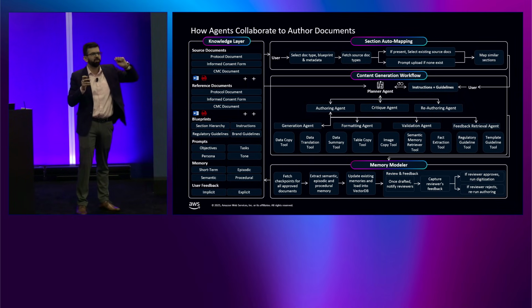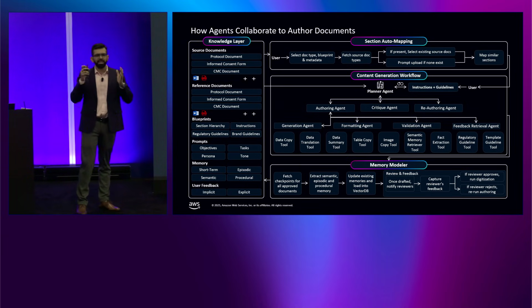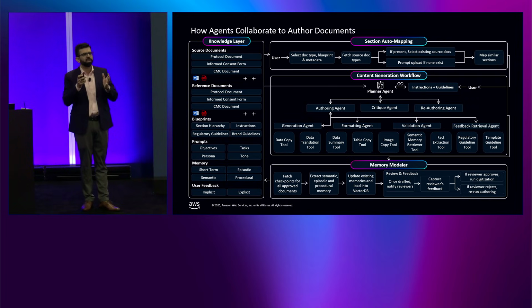asking: get me the information of what the upstream documents and upstream data sources are that I need to author the specific section. It also hits the knowledge layer to get the transformation rules that are needed to author this section. Is this a direct copy-paste of the content? Is this a summarization of the content? Or are there certain calculations that need to be done here as well? So once the planner agent has all this information, it generates a plan of action and then starts orchestrating different agents.